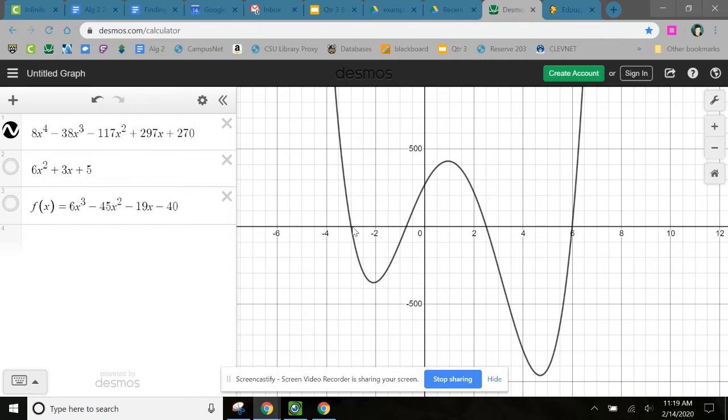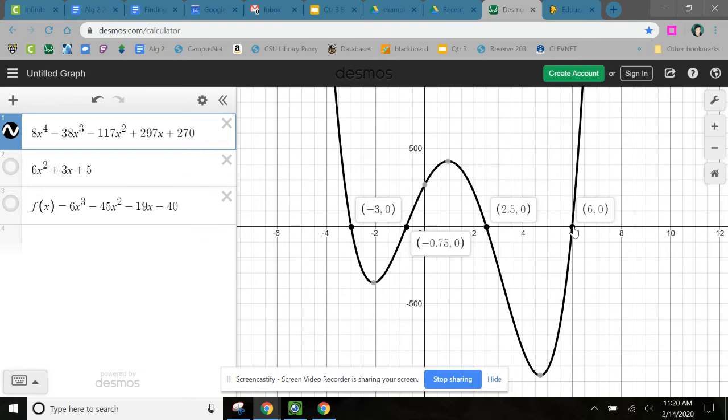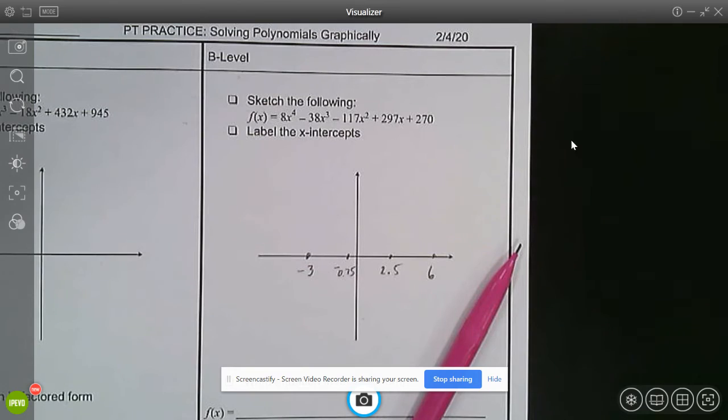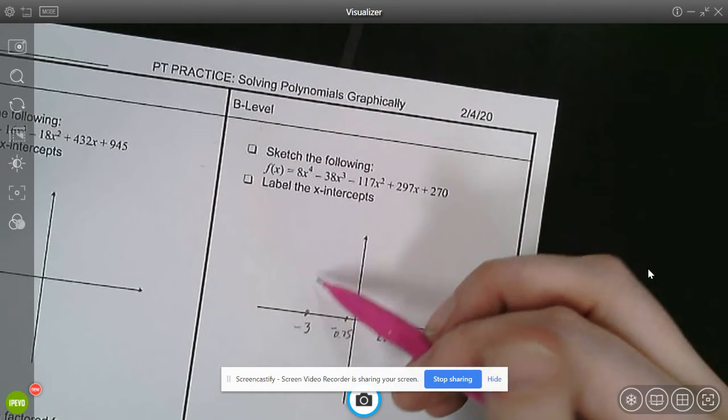All right, so now I have a good sense of the picture, and I can click on the x-intercepts to see what those are. One of my x-intercepts, and I'm going to put this on my graph, is -3. One of my x-intercepts is -0.75. One of them is 2.5, and one of them is 6. Okay, so let's go back to this screen, and I'm actually going to connect those dots.